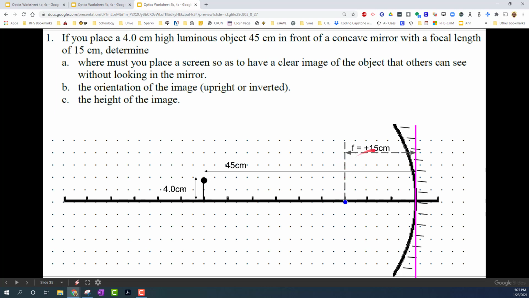The focal point is a positive 15 centimeters because we're using a concave mirror. The height they give us, or HO, is 4.0 centimeters.